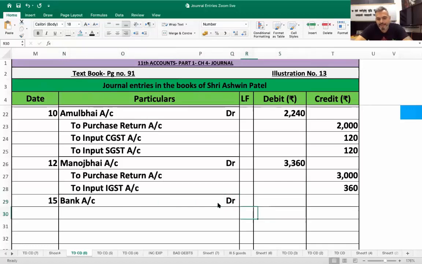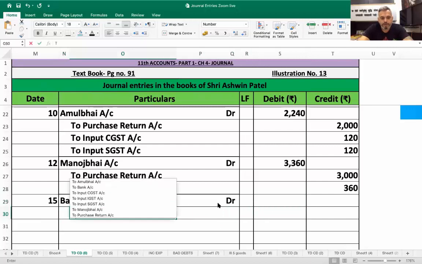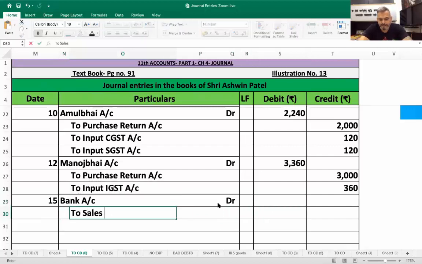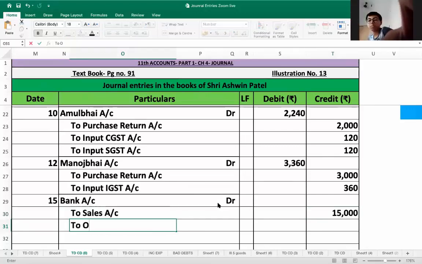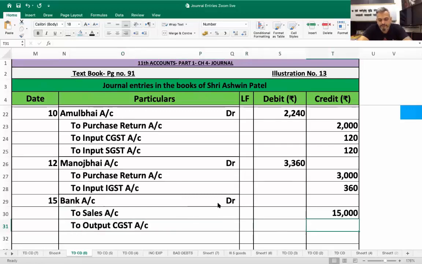बाद में लिखेंगे, बैंक अकाउंट डेबिट कितना. ओके, to sales account 15,000. Now tell me, input or output? Output. So output CGST account. Again 6%, so 900.